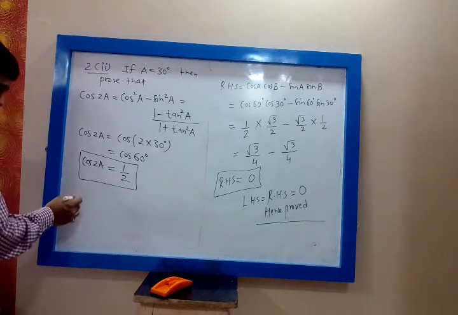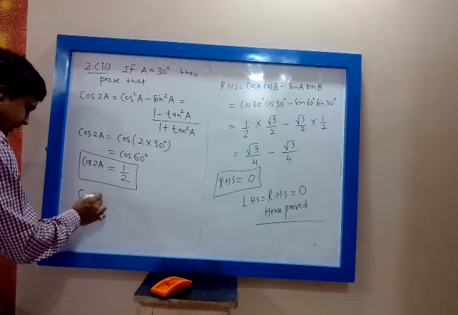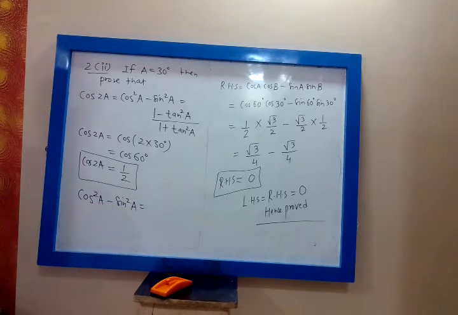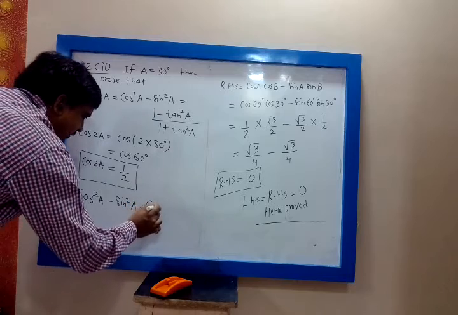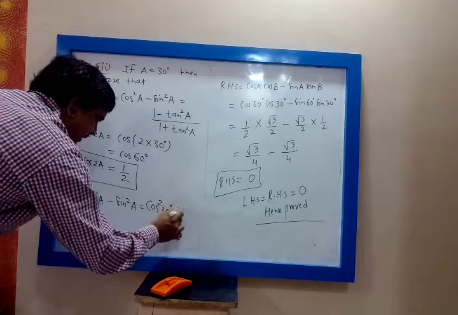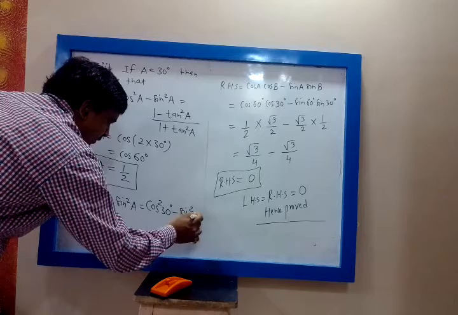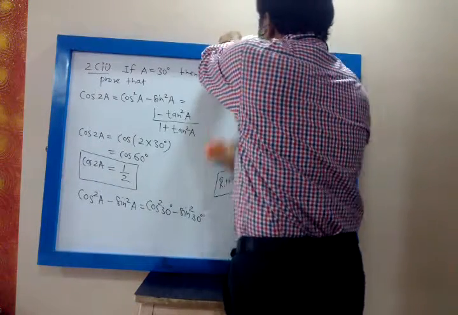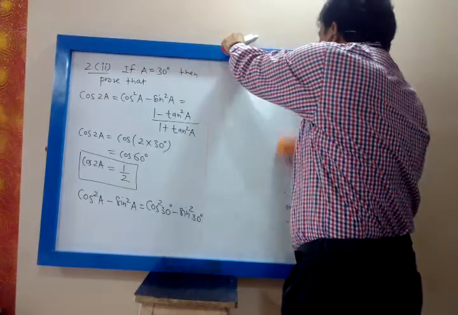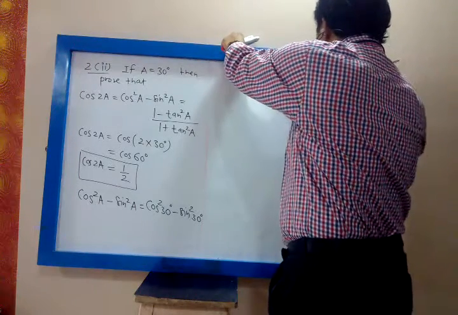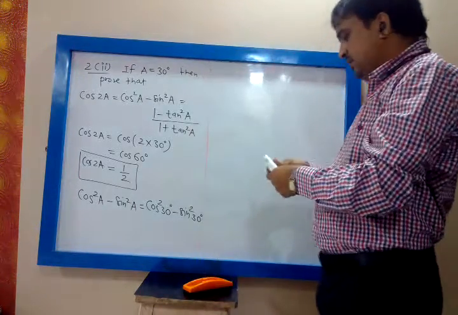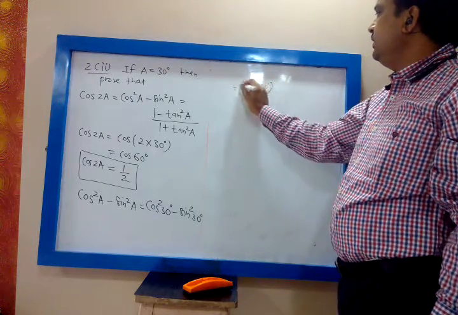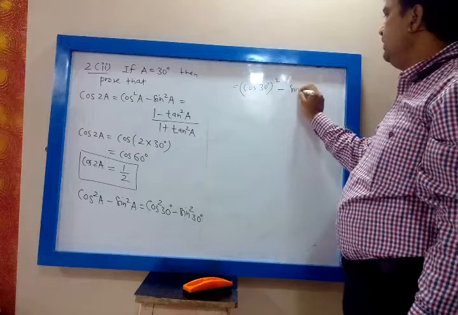Now find cos square A minus sin square A value. So cos square A will become cos square 30 degrees. Cos square 30 degrees minus sin square 30 degrees. Cos square 30 degrees is the same as cos 30 degrees whole square. You will not square the angle, you will square the whole ratio. So that will be cos 30 degrees whole square minus sin 30 degrees whole square.